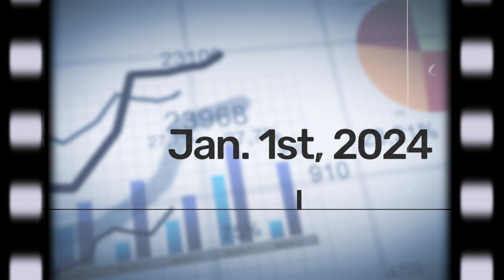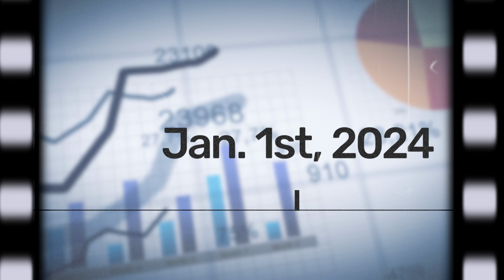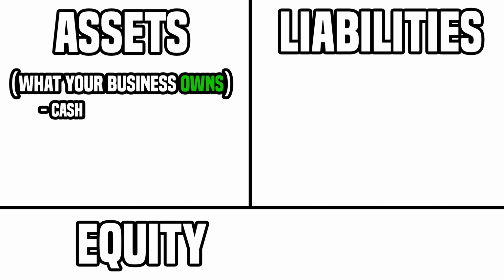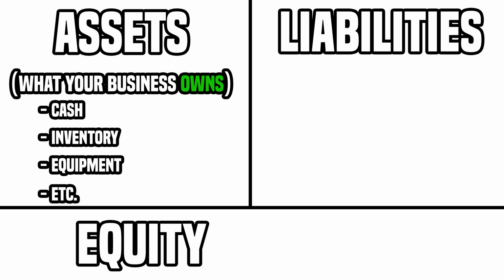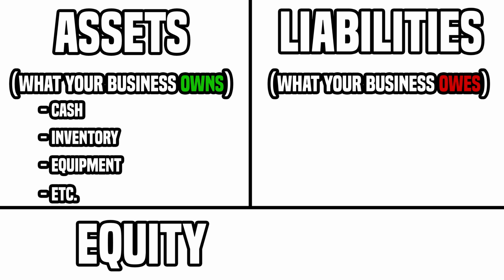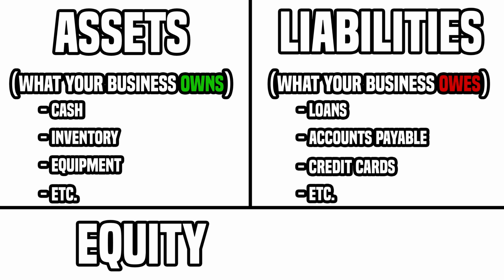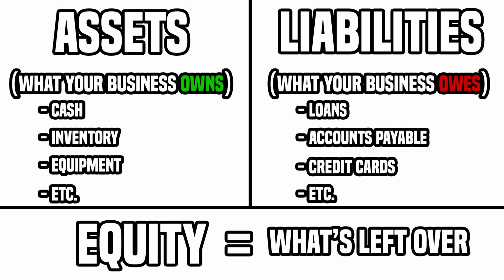Next thing is the balance sheet. Think of this as a snapshot of your business's financial health at a specific point in time. It's divided into three sections: assets, liabilities, and equity. Assets are what your business owns: cash, inventory, equipment, things like that. Liabilities are what your business owes: loans, accounts payable, credit cards, that sort of thing. And equity? That's what's left over for you, the owner, after your debts are paid.